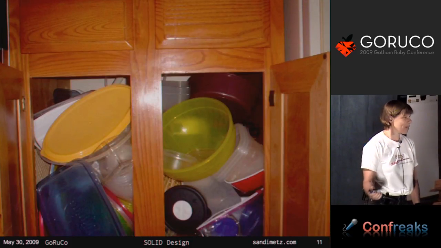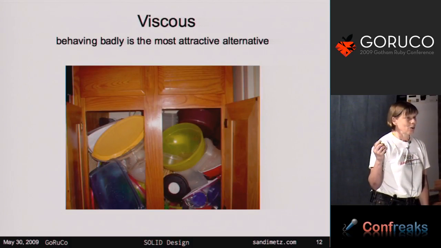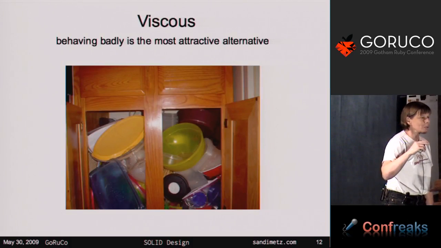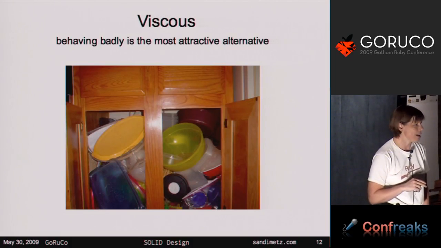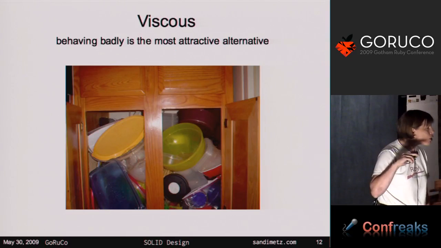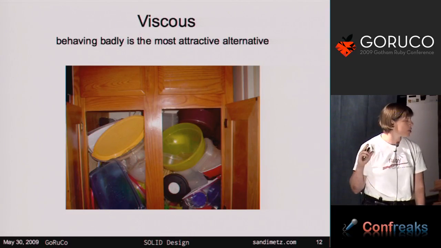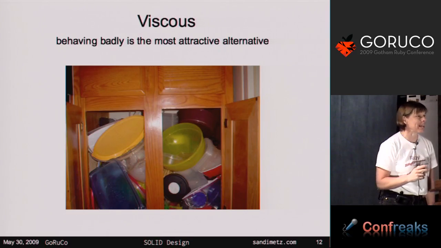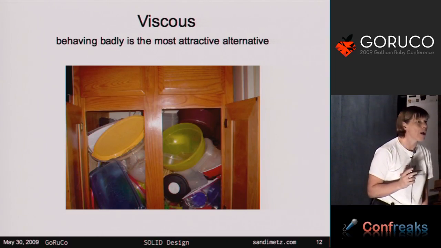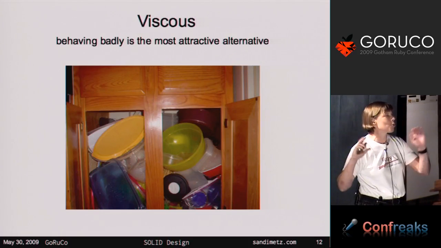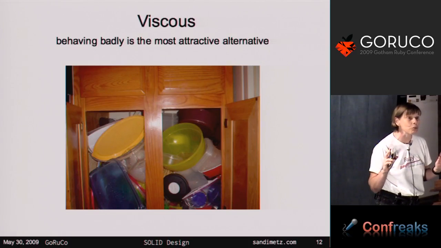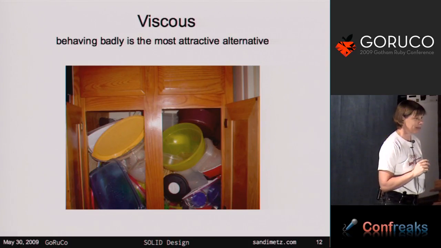Anyway, immobility. And finally, there's viscosity. Viscosity is when you want to make a change and you can tell how the original designer wanted you to behave, but it's easier to do the wrong thing. And so in this case, you just throw another piece of Tupperware in that cabinet, shut the door, and tiptoe away. And you try not to pay attention when the door opens and stuff all falls out on the floor on someone else. You try to pretend that that didn't happen.